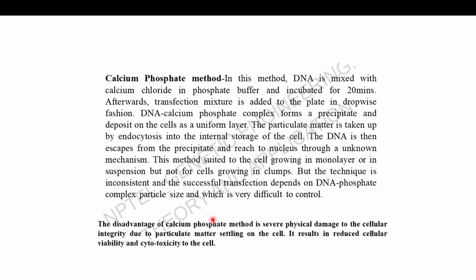The disadvantage of the calcium phosphate method is severe physical damage to the cellular integrity. Why? Because the cells are actually coated with this precipitate. This particulate matter settles on the cell surface, which can also lead to reduced cellular viability as well as cytotoxicity to the cells. It can eventually kill the cells as well because it's a thick precipitate or particulate.